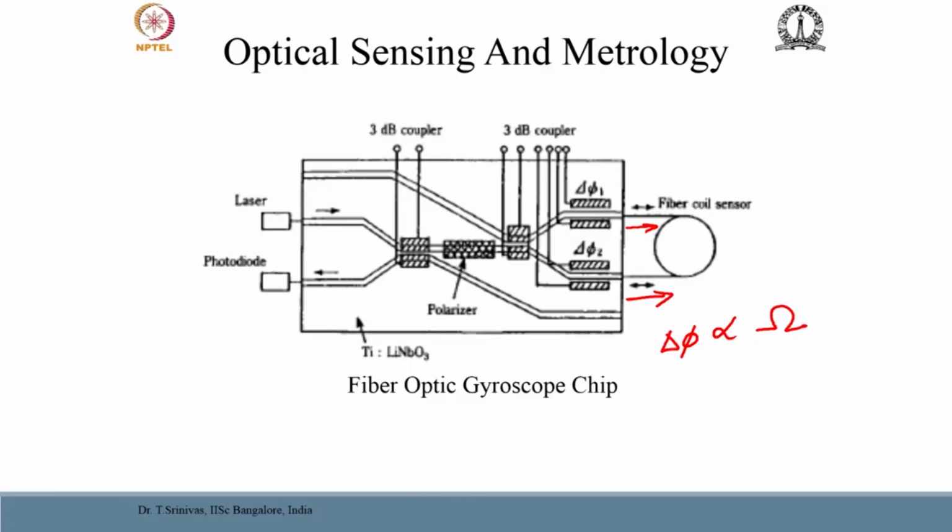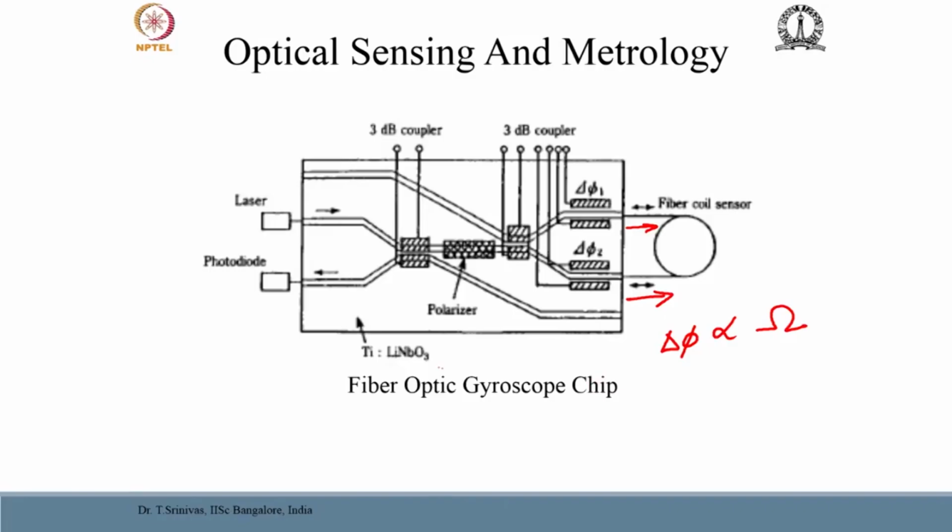In order for the gyroscope to function, you need several components. You need to split the light between the input and output ports. You need polarizing devices because all these operate in single mode operation, so you need a polarizer to be created on the chip. Then we need a modulator so that the biasing point of this phase can be shifted and so on.